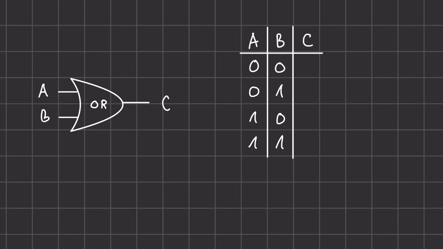Moving on to the next gate, we have the OR gate. The OR gate is pretty easily explainable. It is always true if at least one of the inputs is true.